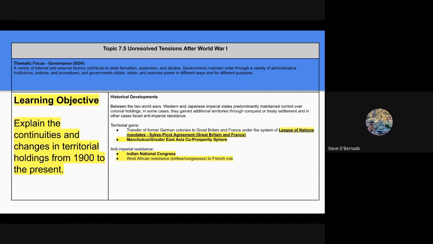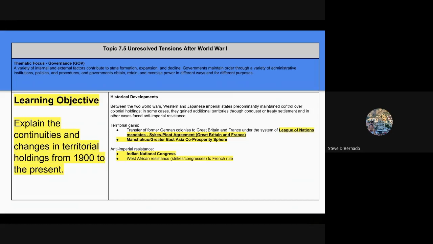explain. Okay, so between the two world wars, Western and Japanese imperial states predominantly maintained control over their colonial holdings from an imperialistic age. In some cases, they gained additional territories through conquest or treaty settlement, and in other cases, they faced anti-imperial resistance. Now, let's zoom in even more specifically to better understand what we're talking about here.